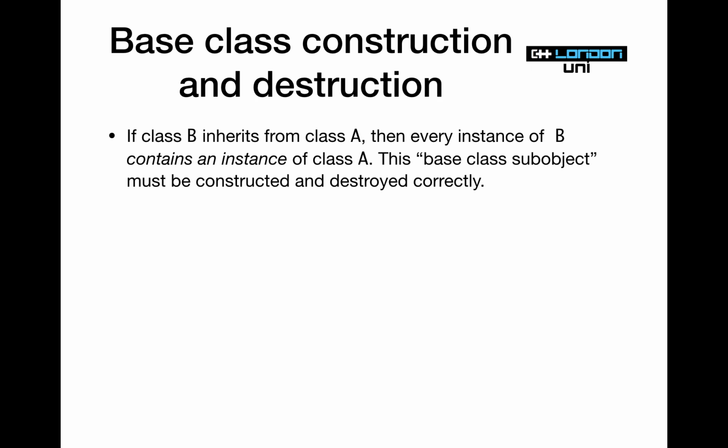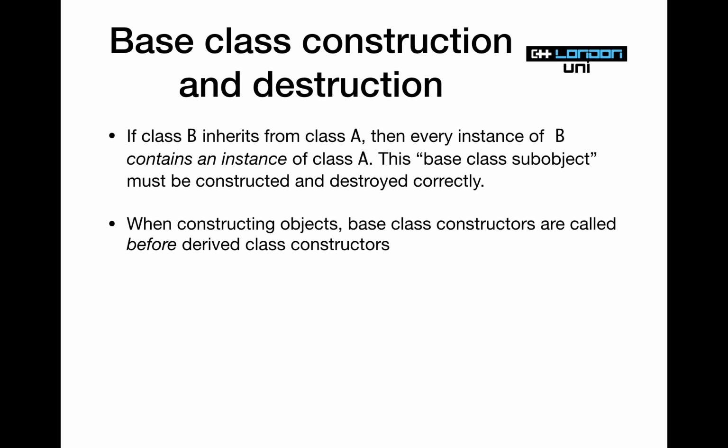So when we create an instance of derived, we have to create an instance of base first. Because we contain a base, so we have to initialize that class. The way we initialize classes in C++ is with constructors. So we have to ensure that our base class subobject is properly constructed and properly destroyed. So our base class constructors are called before the derived class constructors.